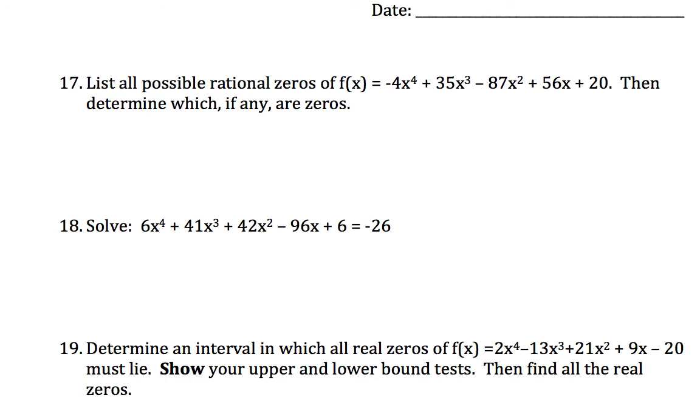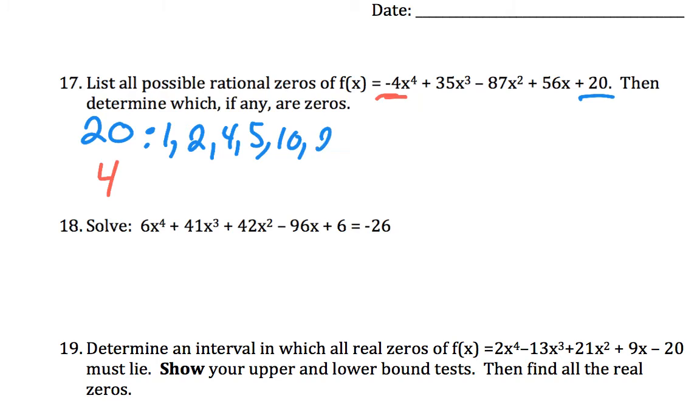All right, 17, we're going to list all the possible rational zeros. So it's your constant term, which is 20, and your leading coefficient term, negative 4. I don't care about the negative because everything's a plus or minus anyway. So what are all of the factors of 20? A 1, a 2, a 4, 5, 10, and 20. All the factors of 4: 1, 2, and 4.